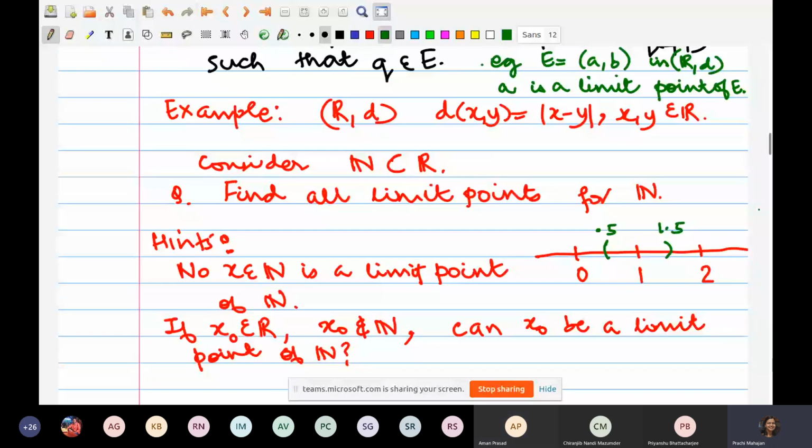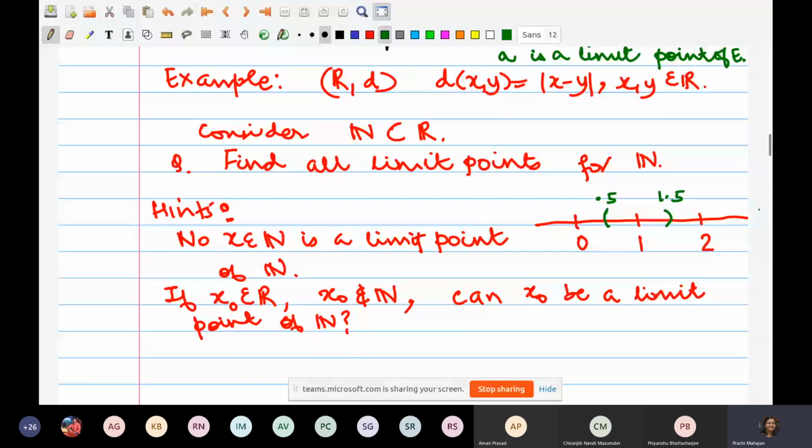All I'm trying to say is, if x naught here is a natural number, then we are done. If x naught is a natural number, then we have already concluded that x naught cannot be a limit point of the set of natural numbers. Now I am looking at what happens if x naught is a real number, but not a natural number. Tell me, Aman, what did you want to say?